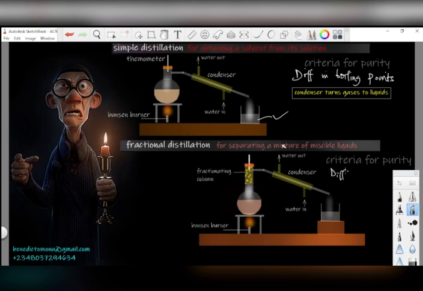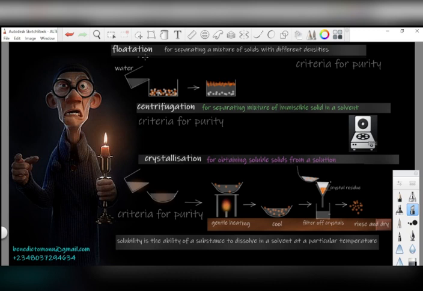Still, difference in boiling point. Then we have flotation.